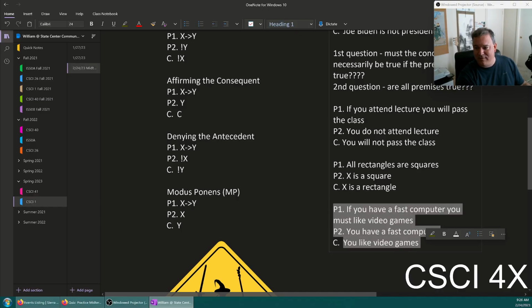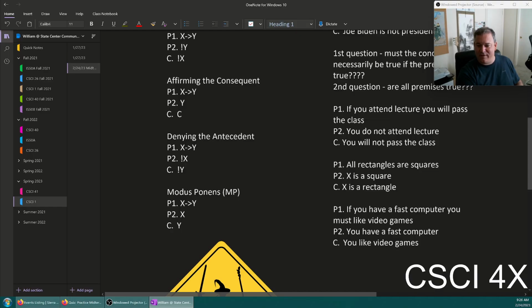Okay, so type up your answer. Is this invalid, valid but not sound, or sound? Don't hit return. Don't jump the gun when I say go, on everybody answering it at the same time. That way, students can't look at the previous answers. I'm going to agree with everyone else. All right. So I do think there is some of that. If you have a fast computer, then you must like video games. You have a fast computer, therefore, you must like video games.